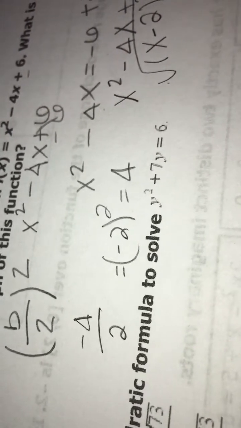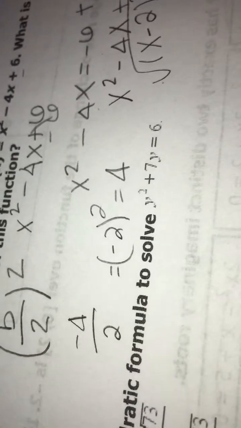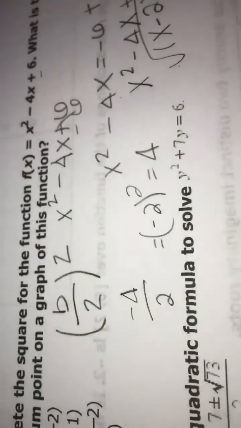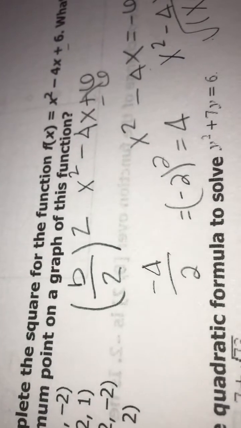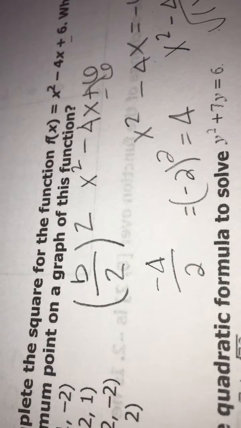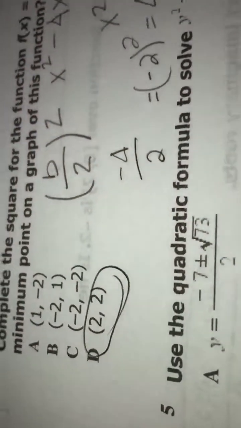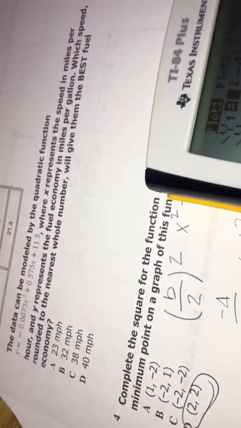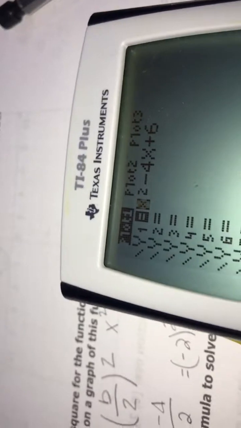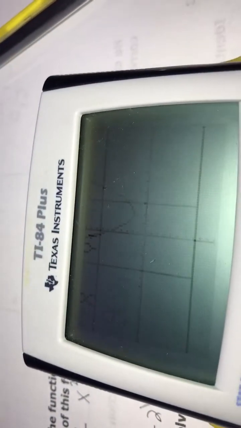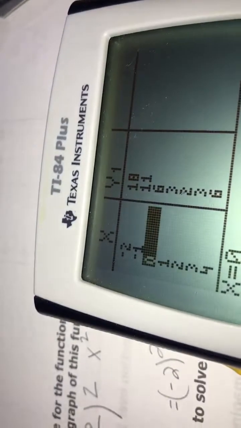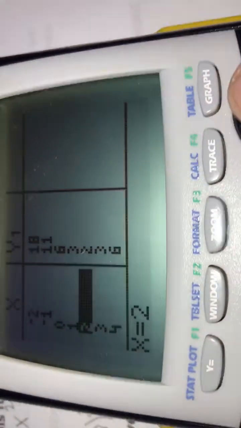Take the square root of that and the square root of that. And we have x minus 2 equals 2. So plus or minus 2. Okay, so plus 2 plus 2. So we have plus or minus 2, which would give us 2, 2. And we can plug this in on the graphing calculator. x squared minus 4x plus 6. Hit graph. Go to the table and go down and see that 2, 2 is the only one that corresponds with the answer choices, and that is the vertex 2, 2.